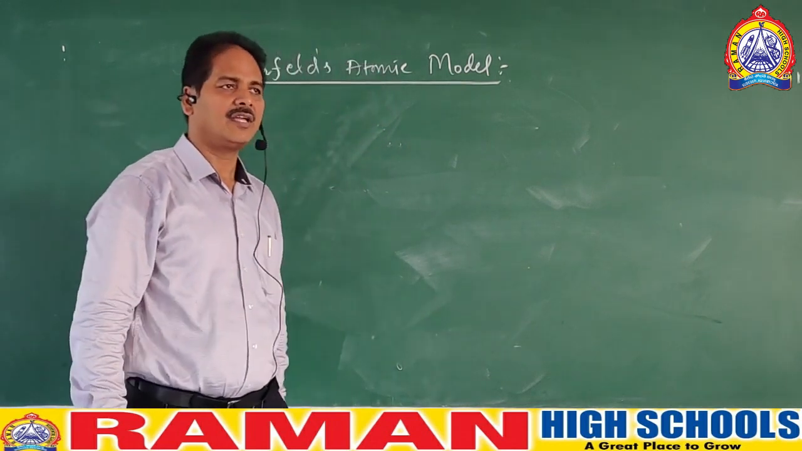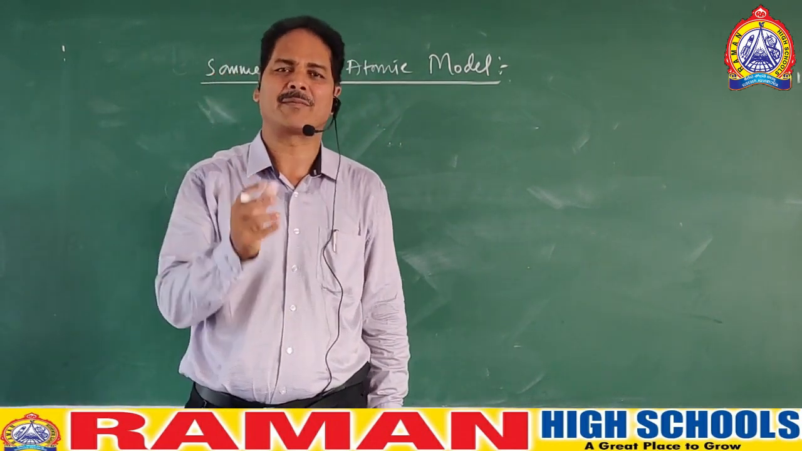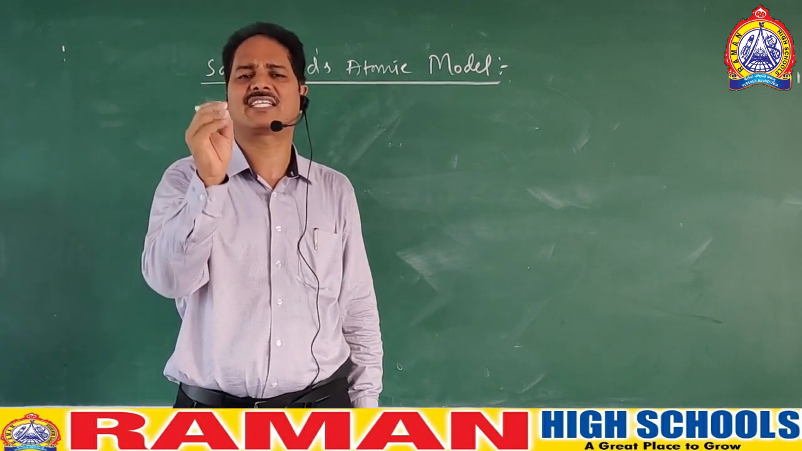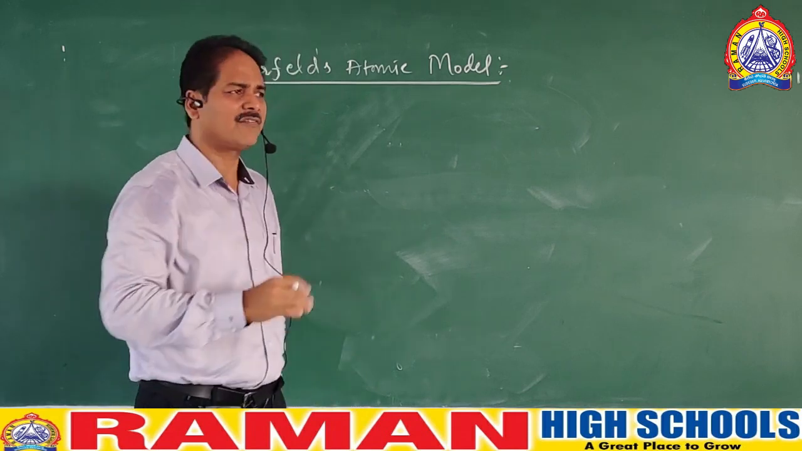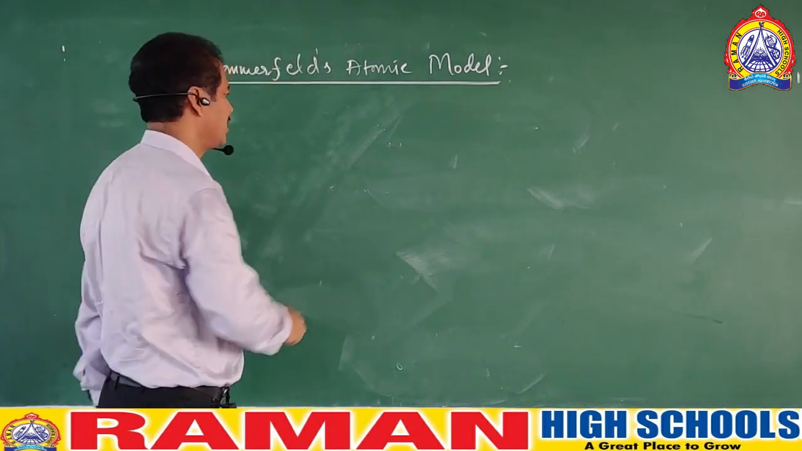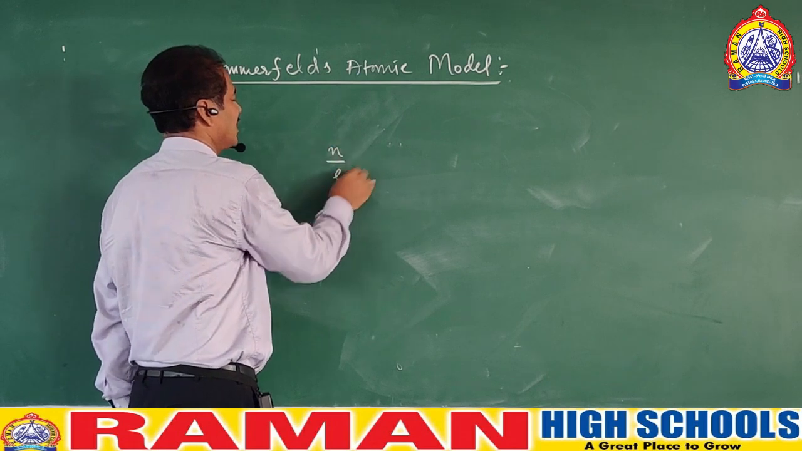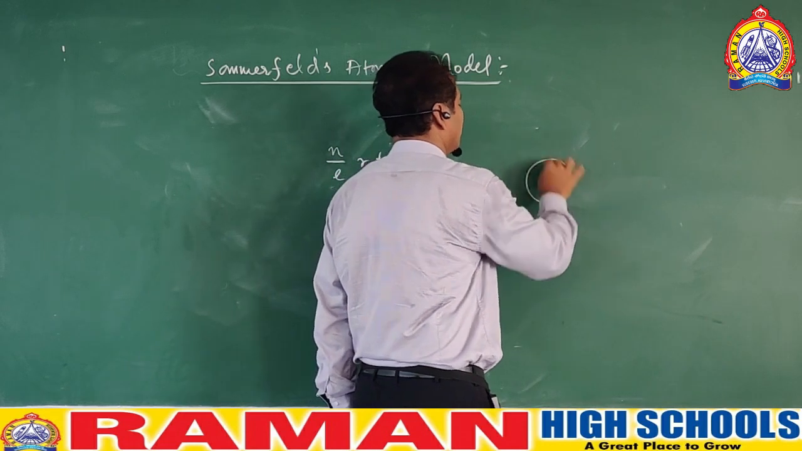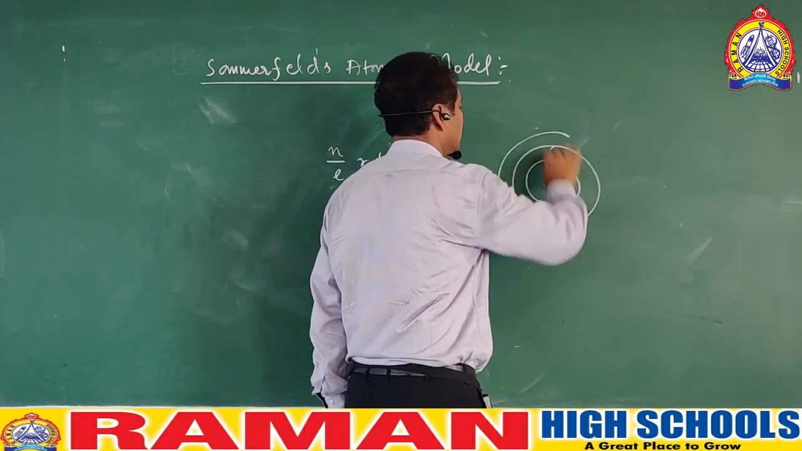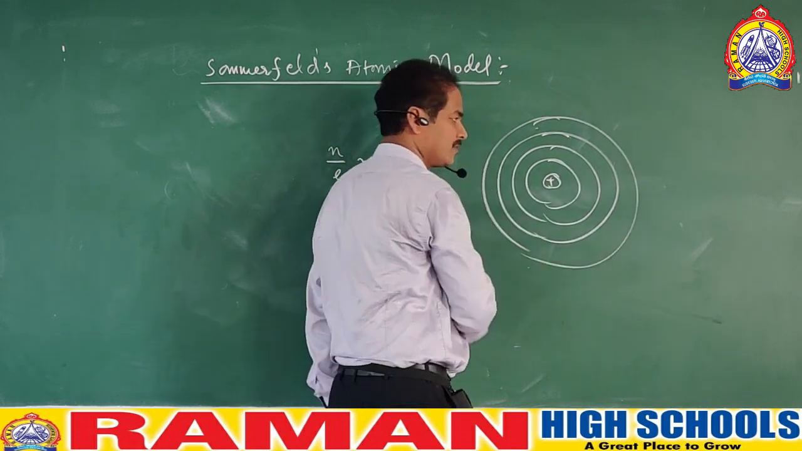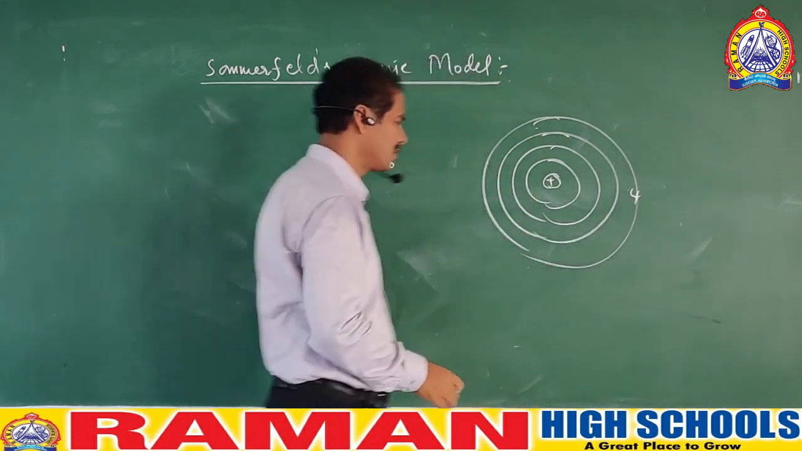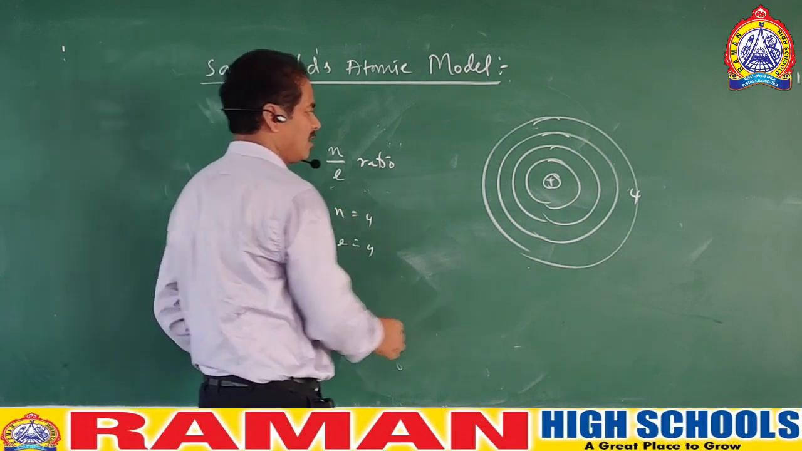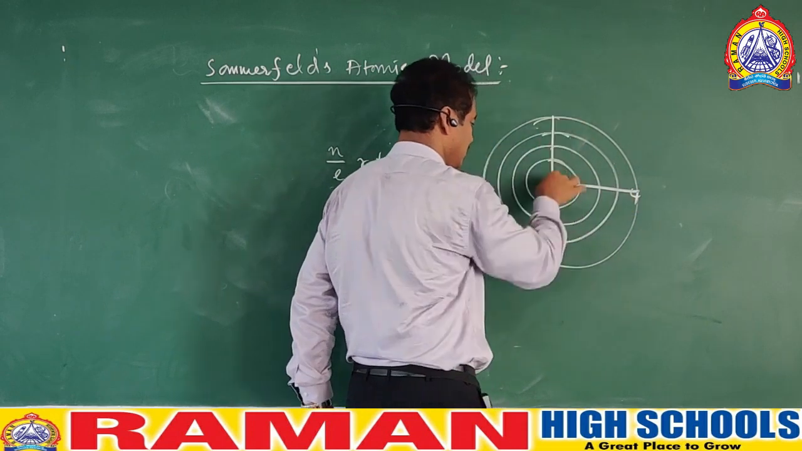Sommerfeld's atomic model especially focuses on suborbits. That means within the orbit there will be various divisions. Those divisions he identified as suborbits. For that he gave a simple calculation, that is the N by L ratio. For example, this is the first orbit, second orbit, third orbit and fourth orbit. Suppose N is 4, meaning the fourth orbit. When N is 4 and L is 4, then the orbit will be circular.